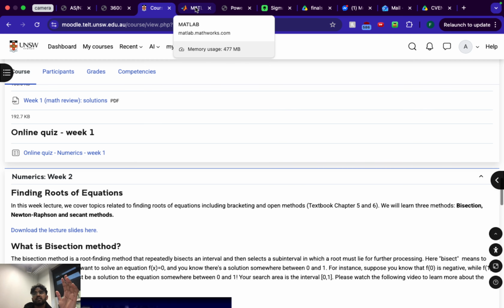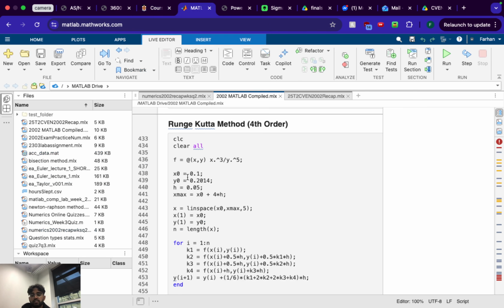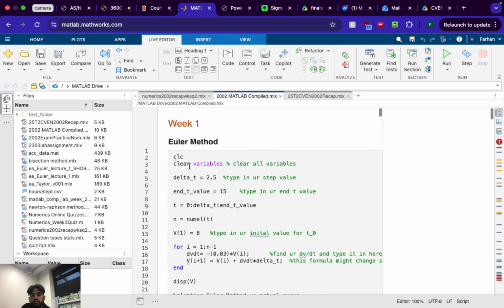It saves so much time, and if you want to spend more time on the stats side, actually for me, I find numerics a bit easier. Some people said they find stats easier. I think the general consensus is numerics, mainly because I was able to memorize all this code.